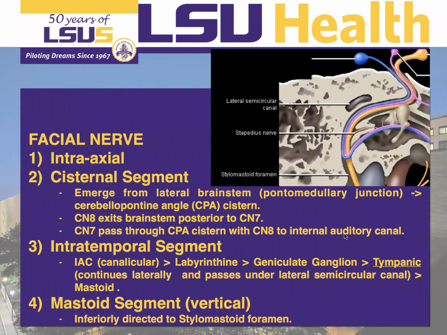So the facial nerve has four segments. It's the intraaxial segment, the cisternal segment emerging from the brainstem and entering the internal auditory canal together with the vestibulocochlear nerve. It has the intratemporal segment where it passes in the inner ear and has its ascending or labyrinthine portion, the geniculate body or geniculate ganglion, and its descending or tympanic portion that passes under the lateral semicircular canal, pointing towards the mastoid where it's going to pass through the stylomastoid foramen.